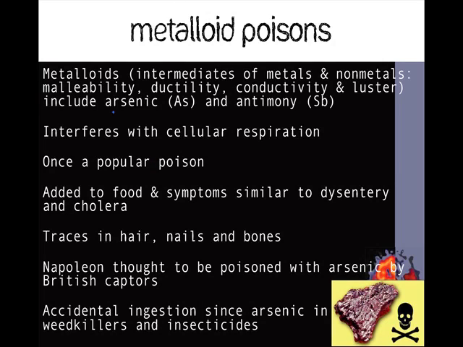There's metalloid poisons. These include arsenic and antimony, and these interfere with cellular respiration, and they were typically used as a popular poison. Napoleon is thought to have been poisoned with arsenic by his British captors. Arsenic was used in weed killers and insecticides. You can find traces of it in hair, nails, and bone if someone's been exposed to arsenic. And I guess when people poison, you add it to food, and it produces symptoms that are similar to dysentery and cholera.